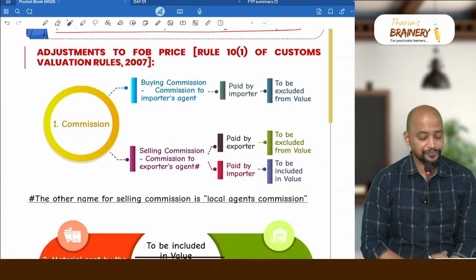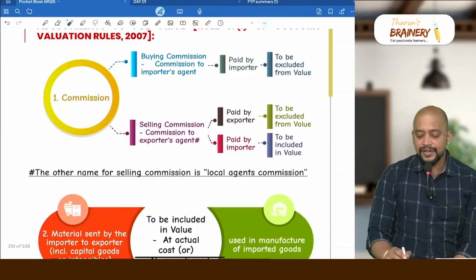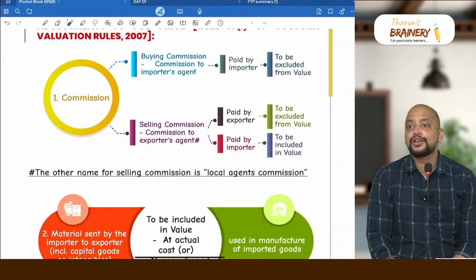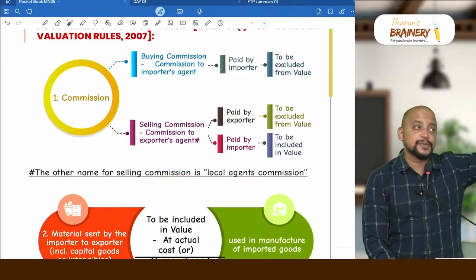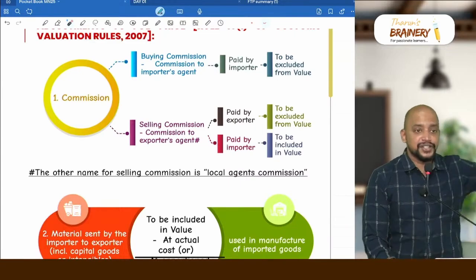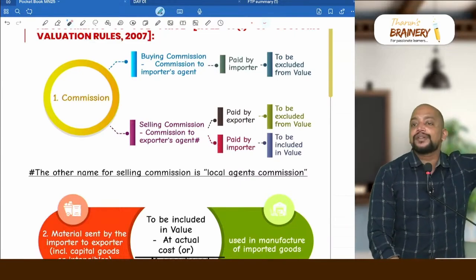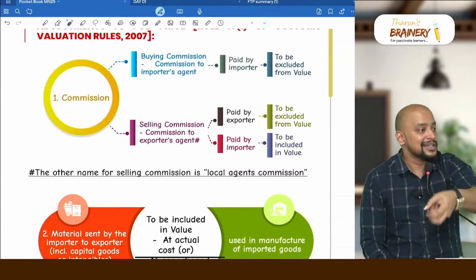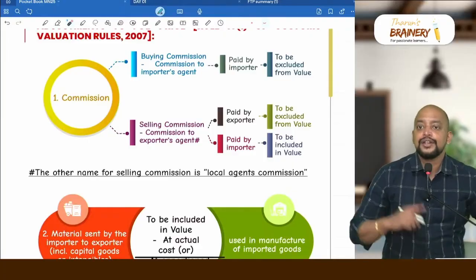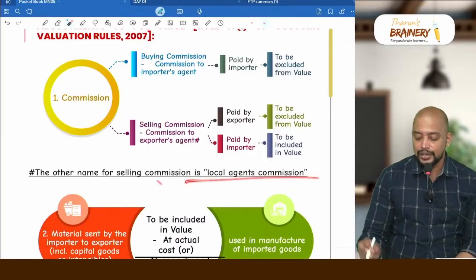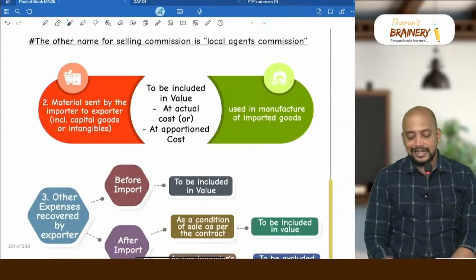Is that clear? Then the other name for selling commission is local agent's commission, because which agent will be in India? Exporter's agent will be in India, importer's agent will be outside India. To represent the exporter, there will be one agent here. That agent is called the local agent. So the other name for selling commission is local agent's commission. Then see the next one.